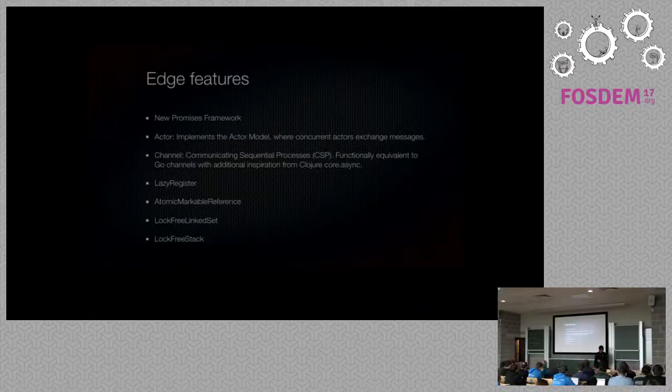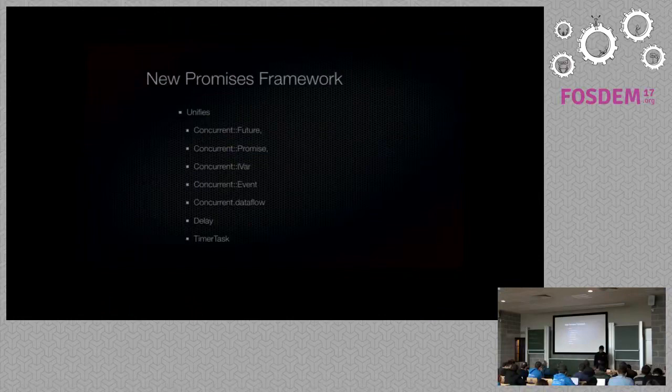So we have a new promises framework, we have an actor implementation, we have channels, lazy register, atomic markable reference, lock free linked set, lock free stack. Basically the new promises framework unifies concurrent future, promise, IVar, event, dataflow, delay, timer task. It exclusively uses the new synchronization layer to make all threads lock free, and with the new promises framework we can combine different abstractions together, and those still will work. And promises can branch and zip.